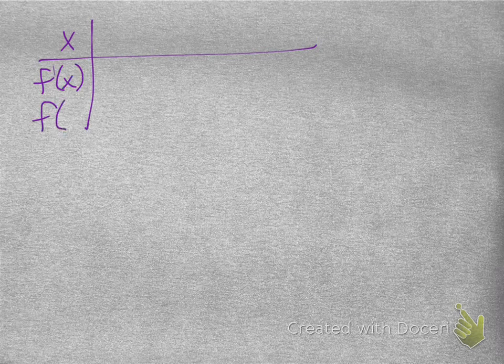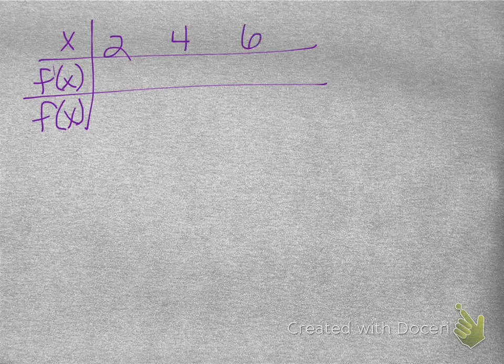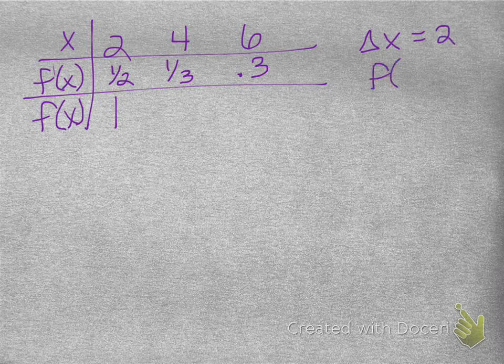Okay, last kind of question I want to show you real quick. They might not give you all of that information. They might just say, okay, here's a table with some slopes and some y values, and they might want you to estimate something. So let's say we have this 2, 4, 6. The slopes are a half, a third, and 0.3, and the original y value is 1. And they tell you that we want you to do a change of x being 2 and approximate f of 6.